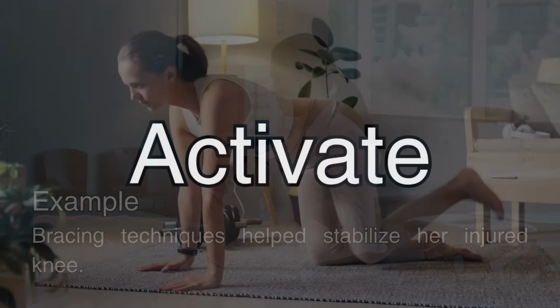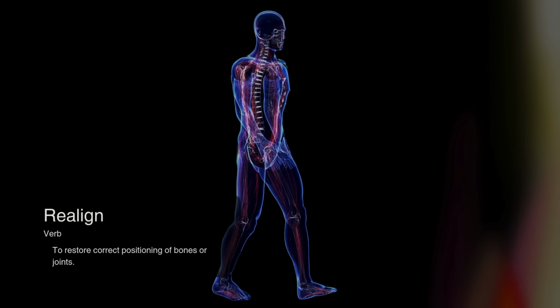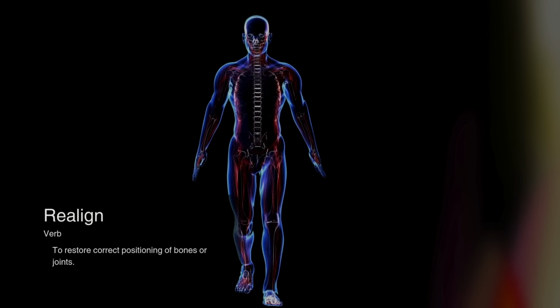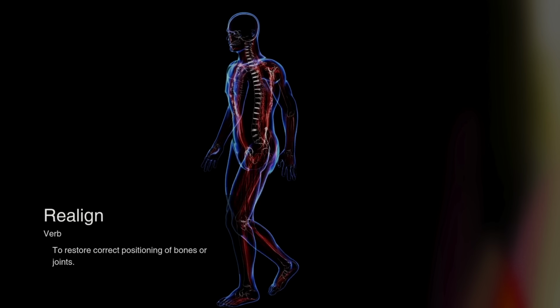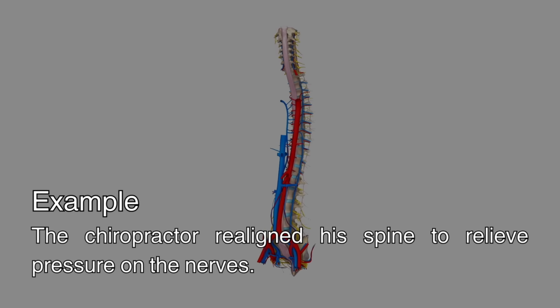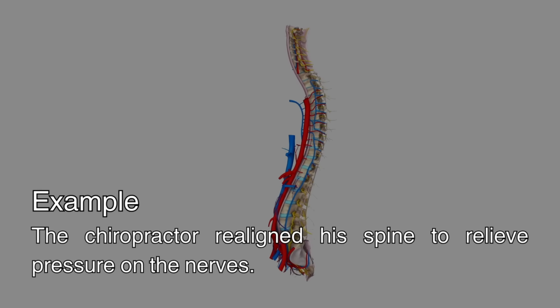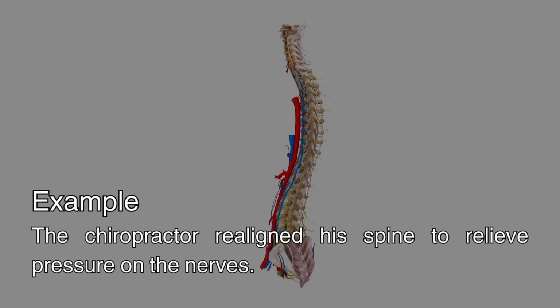Realign. This word means to restore correct positioning of bones or joints. The chiropractor realigned his spine to relieve pressure on the nerves.